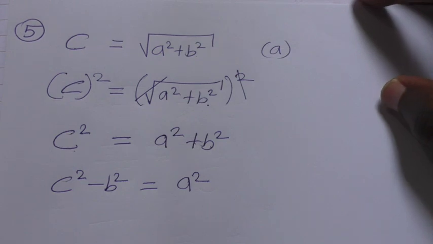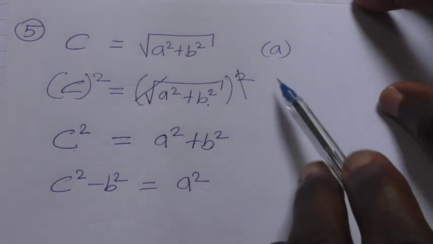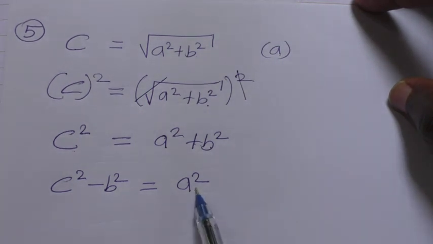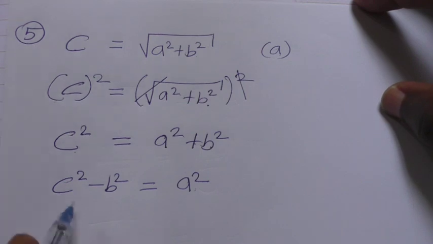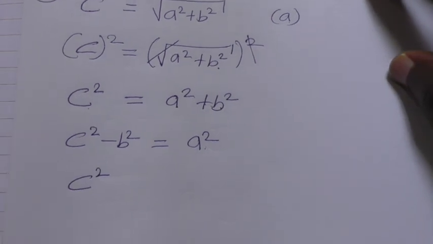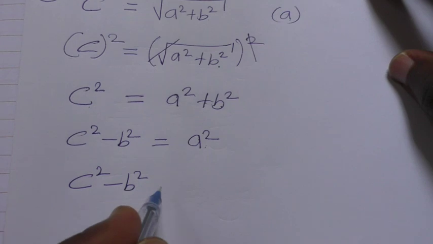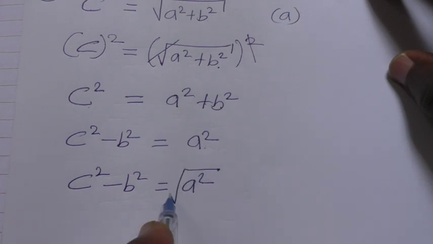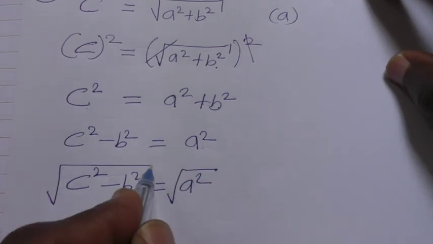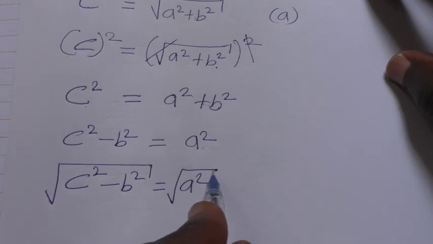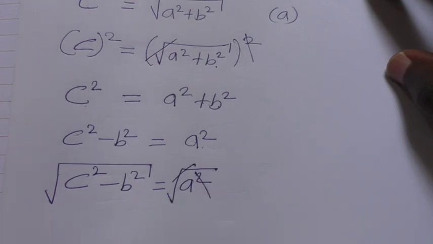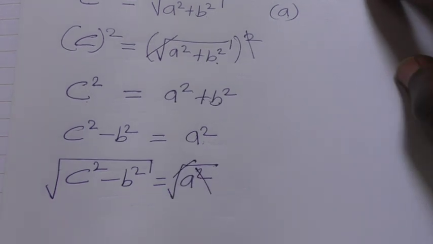And now we are interested in A and not a squared. Therefore, we are to remove the square. So we have c squared minus b squared equaling a squared. If we are to remove the square, we introduce the square root, but on both sides. What is introduced here should also be introduced on the other side. So that one cancels the square.